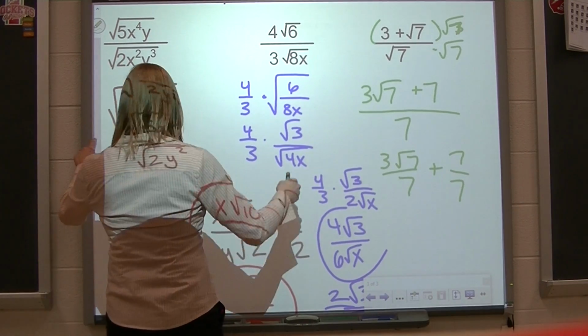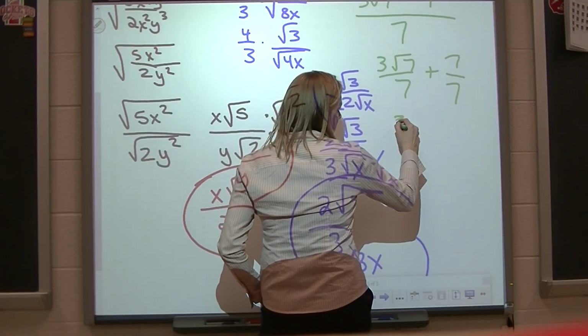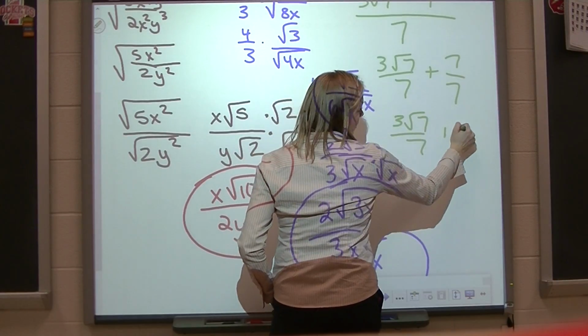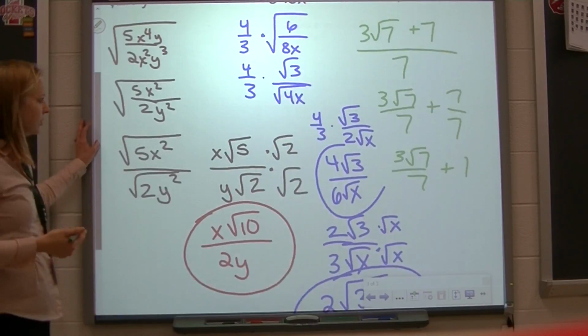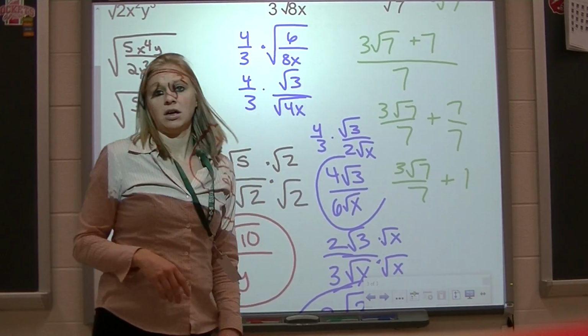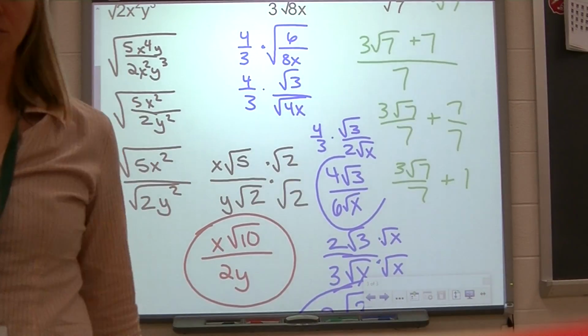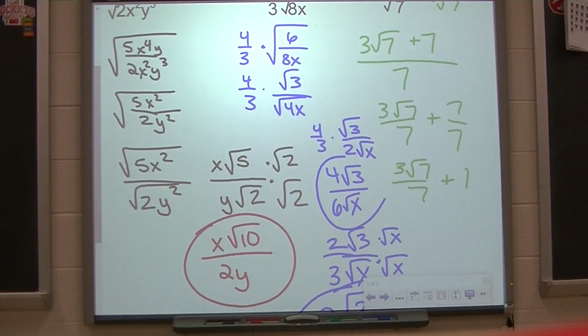So this might be your answer on the ACT, or it might be 3 square root of 7 over 7 plus 1. That might be how it's written on your ACT, or as an answer choice. So just keep that in mind. It can be written either way. I know it's kind of confusing, but it's everything we've learned. We're building off of every unit so far. So it's just applying what we've already learned to a new concept.